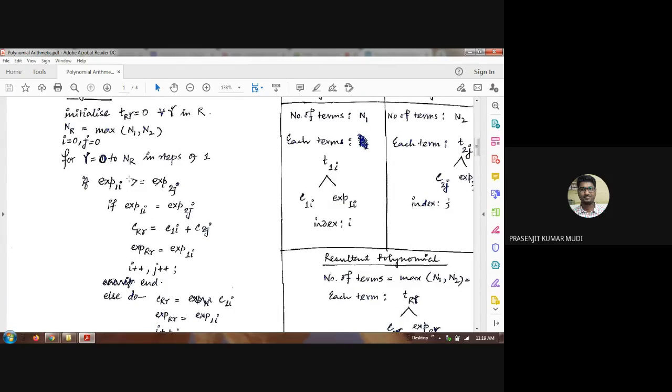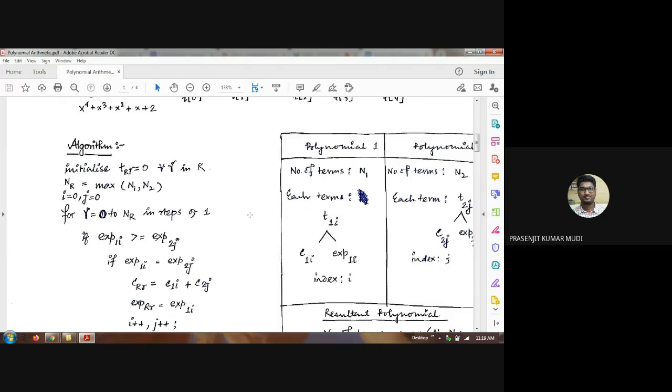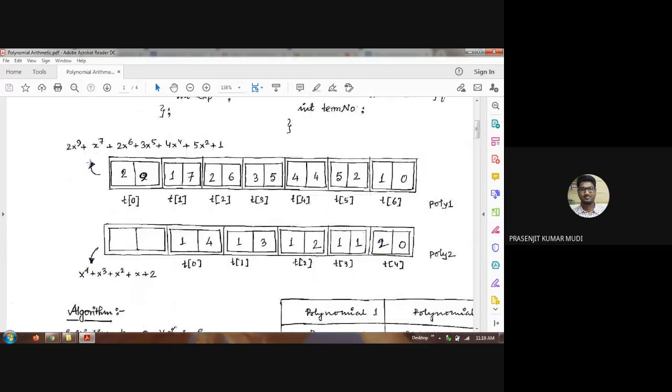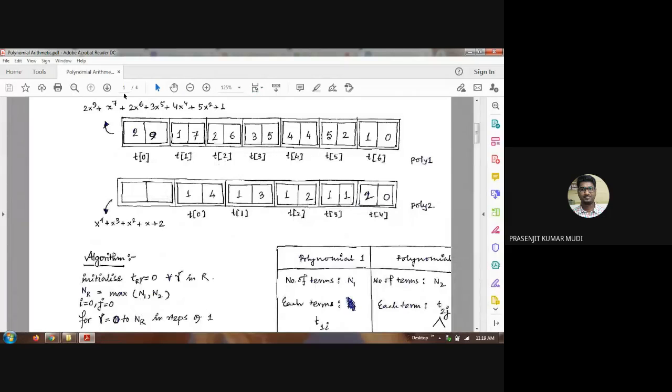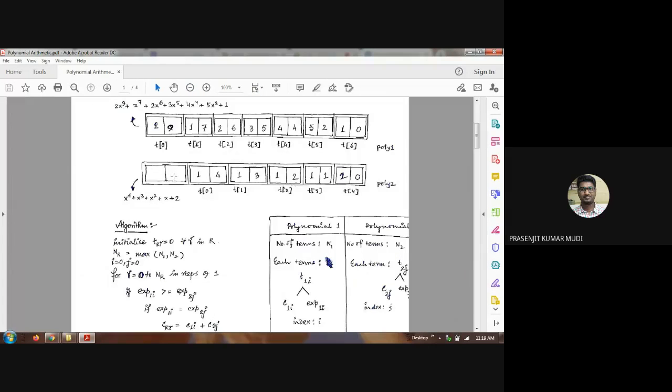If the exponent of T1I, the first polynomial, is greater than or equal to the exponent of the second polynomial, what will happen? For example, here x to the power 9, the exponent is 9, and here the exponent is 4. So 9 is greater than or equal to 4, satisfied. So what should you do if the exponent is higher, 9 greater than 4?